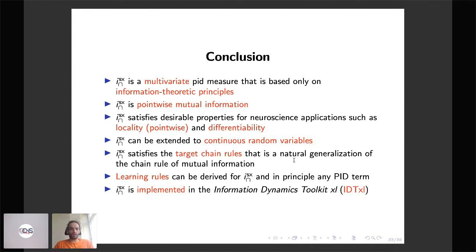It also satisfies the target chain rule, which is a natural generalization of the chain rule for mutual information: adding a new target would not give weird results for shared information, and stays consistent with the previous target that we had. And finally, learning rules can be derived for ISX and in principle for any PID term. The measure is also implemented in the Information Dynamics Toolkit, so you can go and play with it, see what results you can get, and that's it.